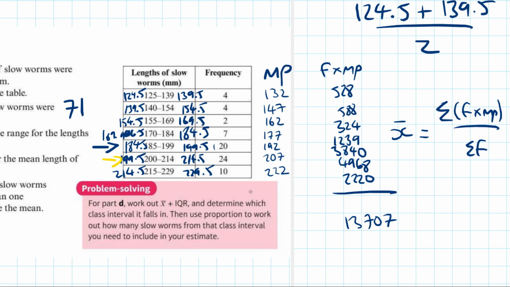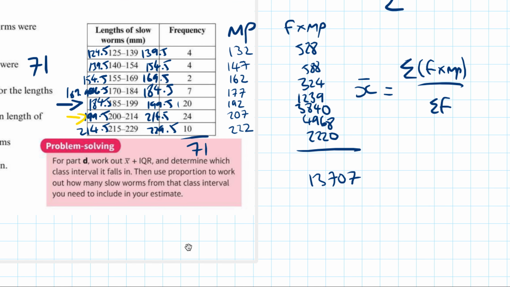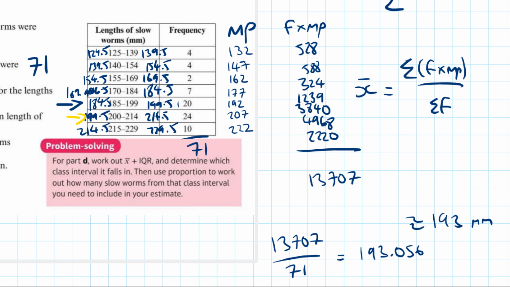We also need to sum up the frequencies. So the frequencies here is 71. And then from here, all we do is divide them. So it's 13707 divided by 71, which gives us an answer of 193.056, which to 3 significant figures is 193 millimeters.